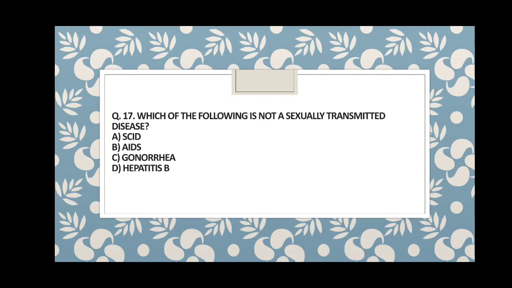So guys, A is SCID, B is AIDS, C is gonorrhea and D is hepatitis. Here you have to know the full form. AIDS everyone knows. SCID you have to know the full form, because SCID is the answer, it is not a sexually transmitted disease. It is severe combined immunodeficiency. It is an immunodeficiency disease. So A is the correct answer. It is not a sexually transmitted disease. It is a question which has been asked many times, I will say. So guys, please remember these questions.